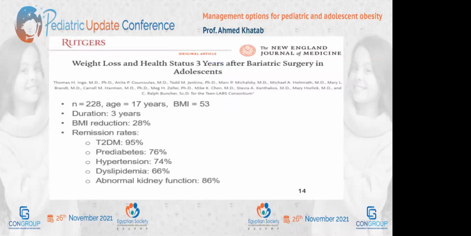This is another study of 3-year duration, but more patients were recruited here, about 228 patients. Average age was 17 years. Body mass index average was 53 kilograms per meter squared. Again, a body mass index reduction of about 28%. Remission rates were also great. Type 2 diabetes remission was 95%. Prediabetes remission was 76%. Hypertension remission, 74%. Dyslipidemia, 66%. And renal impairment remission, 86%.